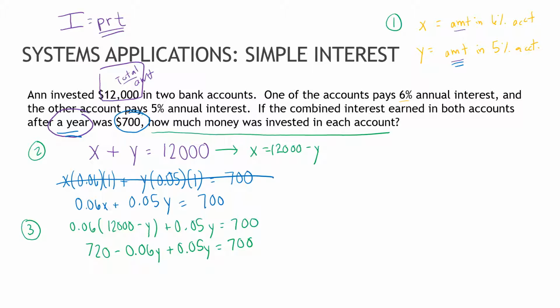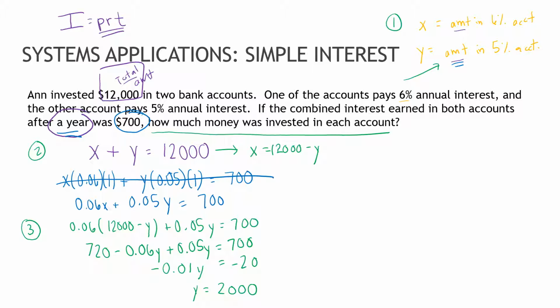Subtract 720 from each side, giving me negative 20 on the right side. On the left side, I would combine those together to get negative 0.01y. Be very careful with those decimals. It's really easy to think that would just be negative 0.1. And then if you take 20 divided by 0.01, you get 2,000. So I've basically answered the amount that I've put in the 5% account.